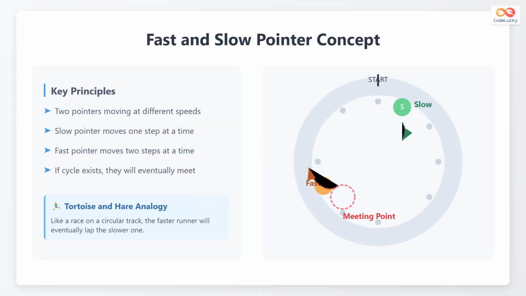At its core, the fast and slow pointer technique involves using two pointers that move through a data structure at different speeds. The slow pointer moves one step at a time, while the fast pointer moves 2 steps at a time. Think of it like a race between a tortoise and a hare on a circular track. If a cycle exists, the fast pointer will eventually catch up to and meet the slow pointer, similar to how a faster runner will lap a slower runner on a circular track.